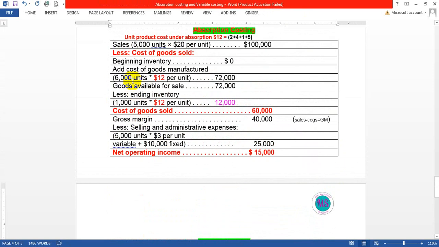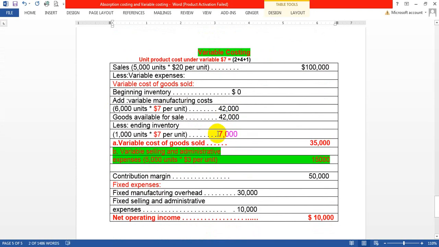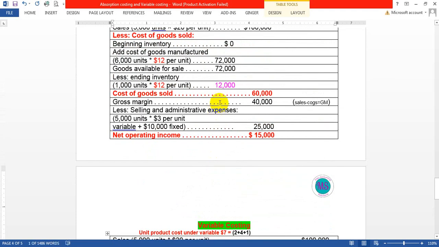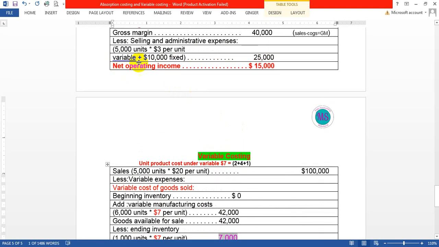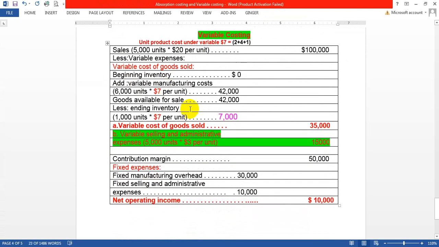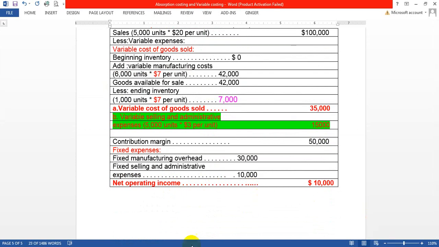Or you can see here, the cost increases by 1,000 into 5, where 1,000 is my ending units. That is 5,000, this is greater: 12,000 versus 7,000. The difference 12 minus 7 is 5, so 5,000, and my net operating income in absorption costing also increases by 5,000. What I want to tell you is that the fixed manufacturing overhead is absorbed in the absorption costing method. That's why the net operating income is greater than in the variable costing system. That's it.